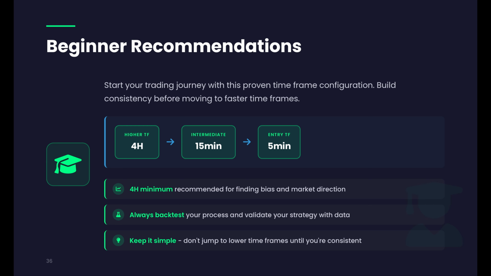Recommendations specifically for beginners. And I want you to listen carefully, because following this advice could save you months or even years of frustration. If you're just starting your trading journey, here's my straightforward recommendation. Use the 4-hour chart for establishing your bias, the 15-minute chart for identifying and refining your setups, and the 5-minute chart for your actual trade entries. Simple, clear, and proven. Why this specific configuration?